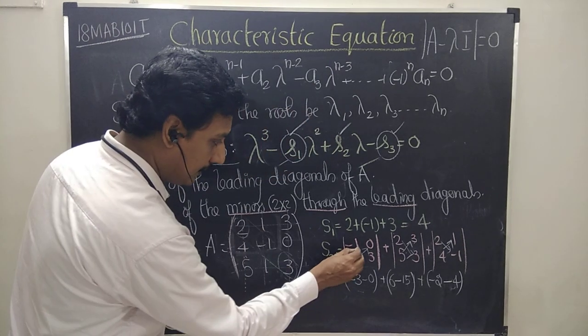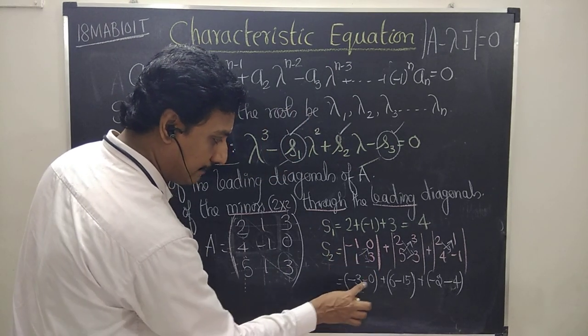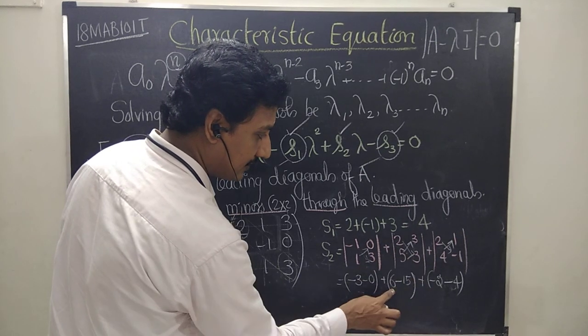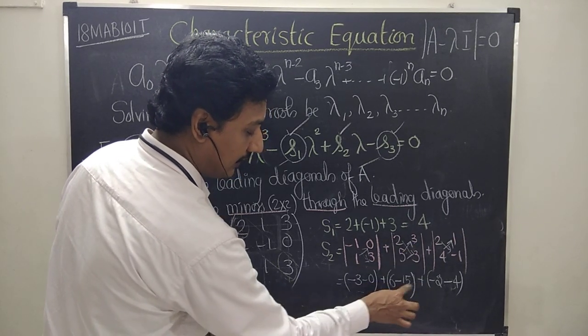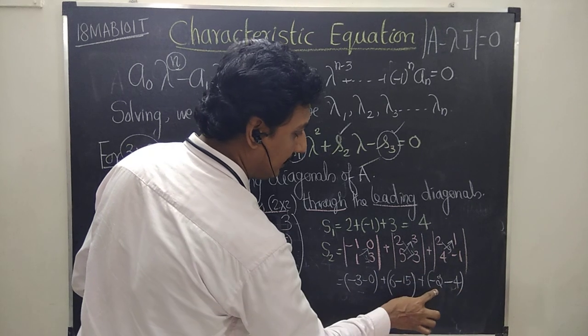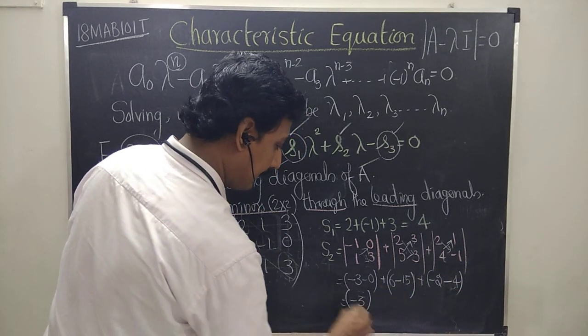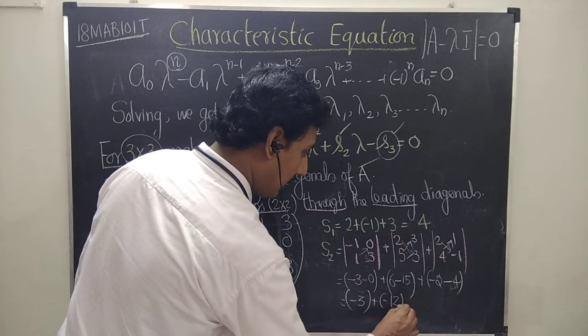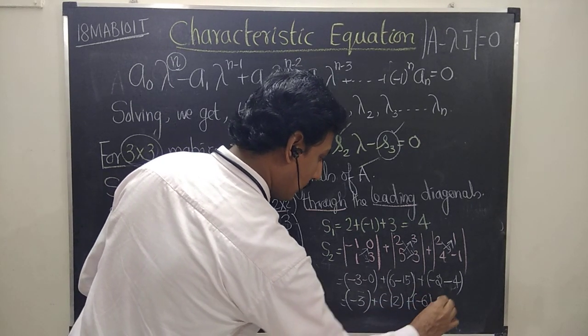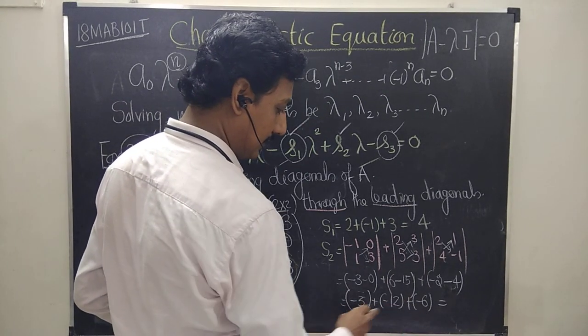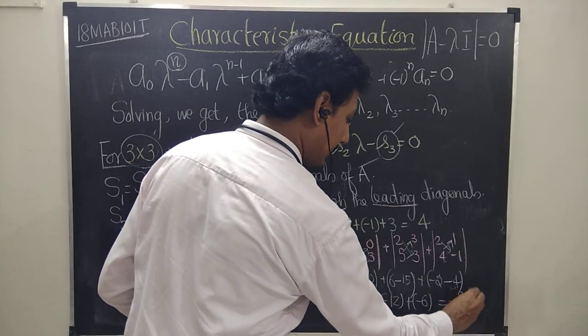Once again: minus 1 into 3 is minus 3, minus 1 into 0 is 0. Plus 2 3s are 6, minus 5 3s are 15. Plus 2 into minus 1 is minus 2, minus 4 into 1 is minus 4. So we get minus 3 plus minus 12 plus minus 6. So S2 is minus 3 minus 12 minus 6, which is minus 15 minus 6, minus 21.